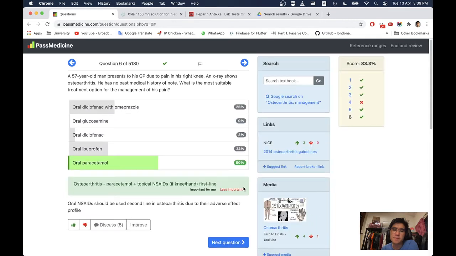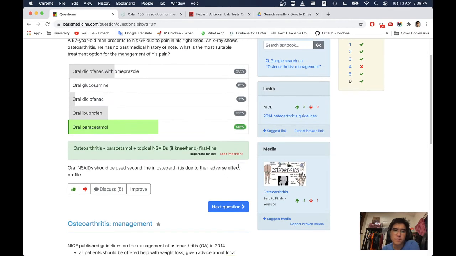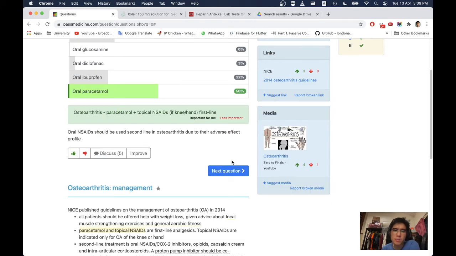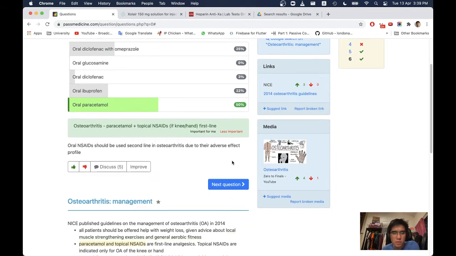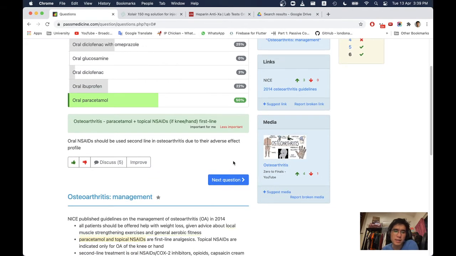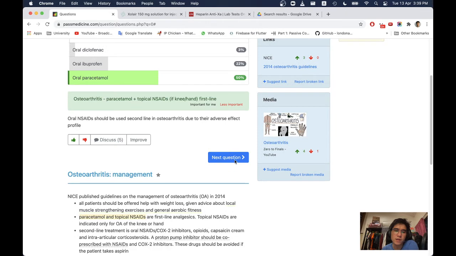Let's see. The answer is oral paracetamol. Osteoarthritis: paracetamol plus topical NSAIDs if knee or hand is the first line. Oral NSAIDs should be used second line in osteoarthritis due to their adverse effect profile.